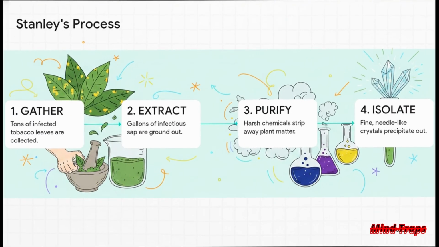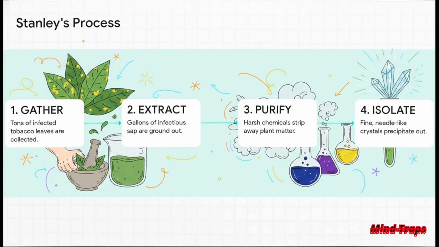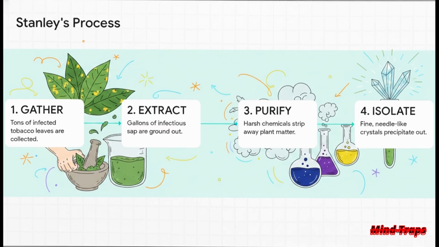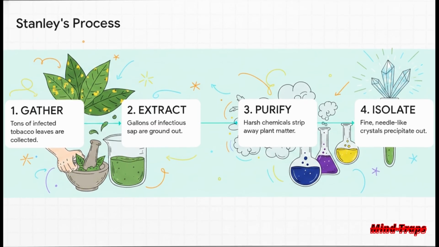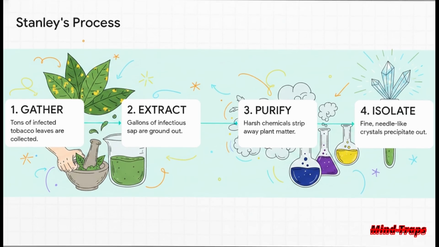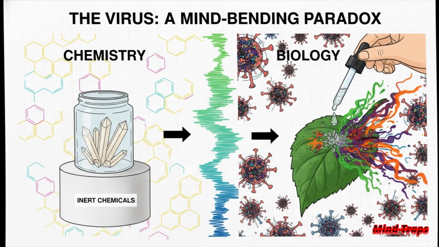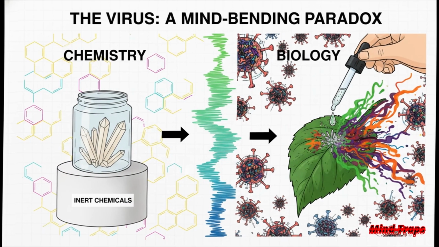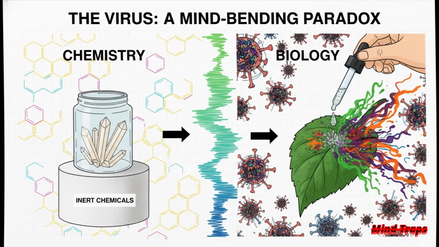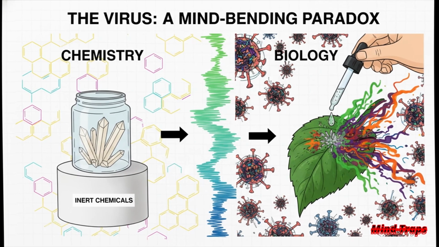And in 1935, after what I can only describe as a monumental effort, we're talking about grinding up tons of infected leaves and using gallons and gallons of harsh chemicals to purify the sap, he did it. Stanley actually succeeded. He isolated these fine, shimmering, needle-like crystals from the infectious liquid. And this is where things get truly mind-bending. Because on his lab bench, these crystals were just inert chemicals. That's it. They didn't eat, they didn't breathe, they didn't move, they were dead.